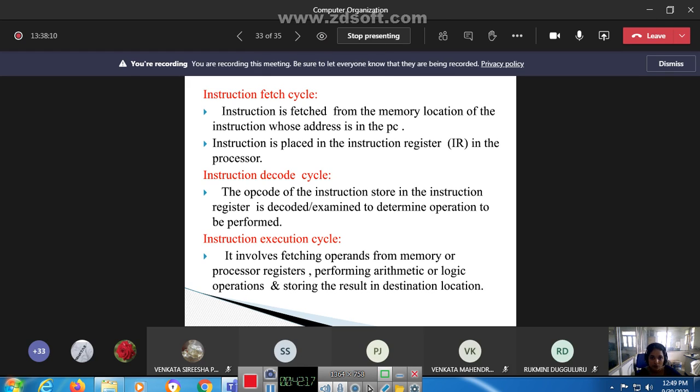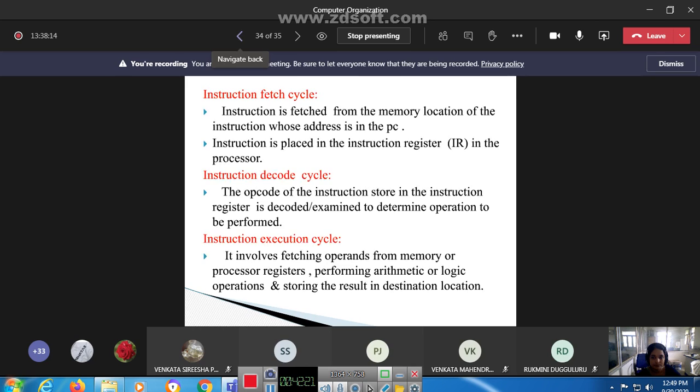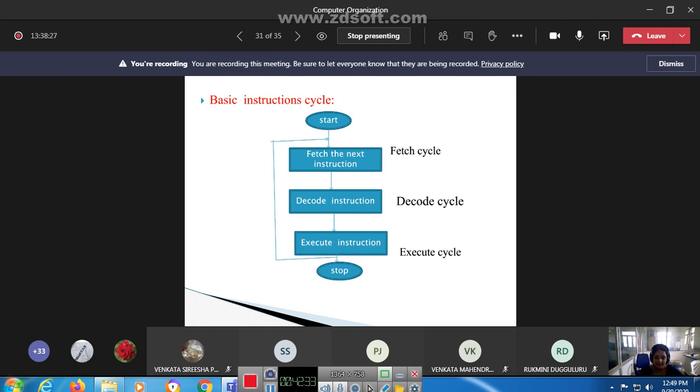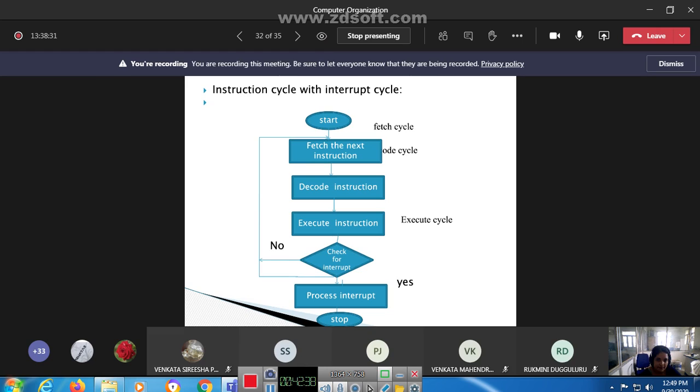Next, branching. What is meant by branching? So these are the different instructions we are following here. Up to here we have discussed the basic instruction cycle. In the next class we will discuss branching. Okay, so our time is completed. So in the next class we will discuss it. Thank you.